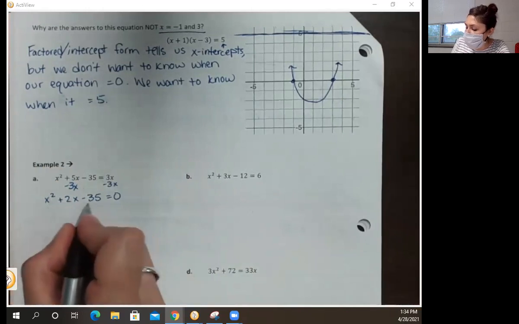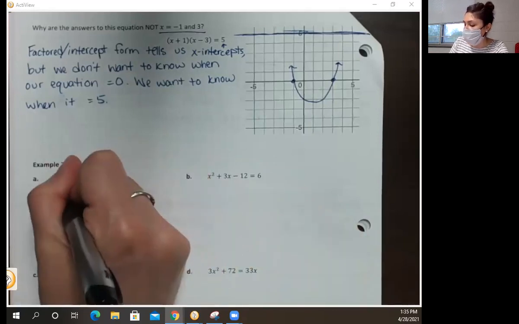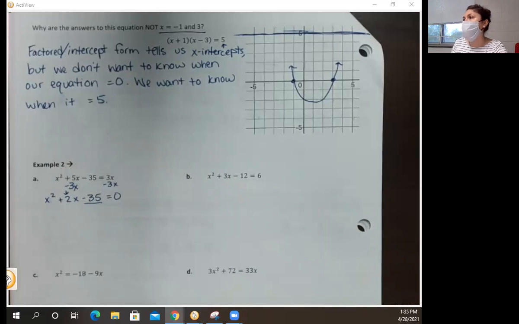So I want you to go ahead and find factored form for A. Remember, factors of -35 that would add to 2.